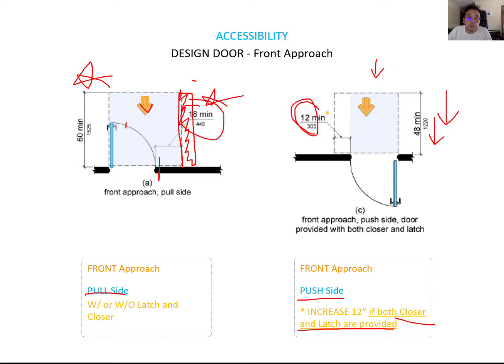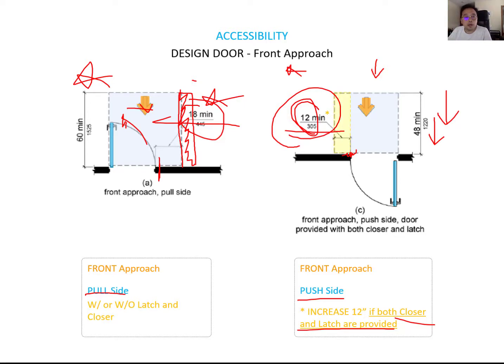However, most doors for common spaces have the latch and closure because of fire safety law. So that's why you also have to be concerned about this 12-inch clear space right next to the door swing side. Okay, so 18-inch on the pulling side, 12-inch on the pushing side, but 18-inch is always provided with or without latch and closure, while on the pushing side you only add the 12-inch if both closure and latch are provided. Okay, so this is the most important concept for door design.